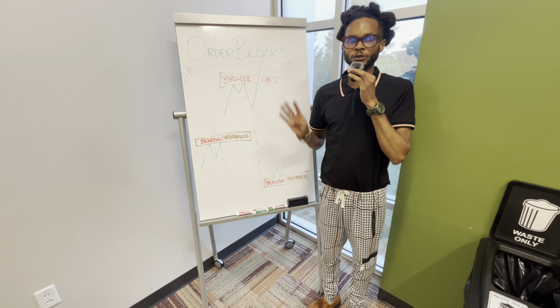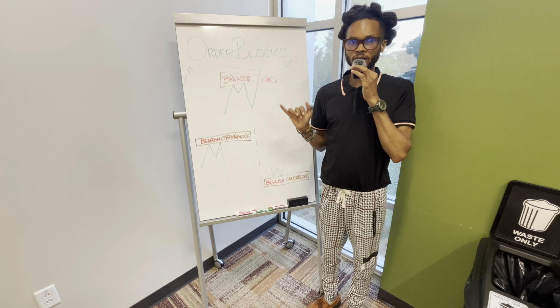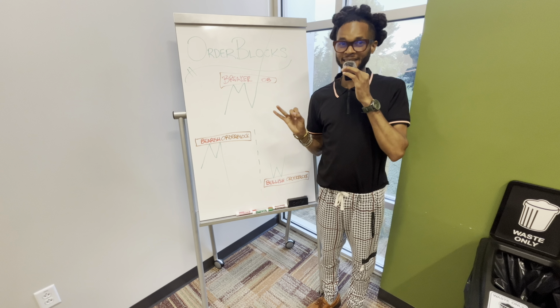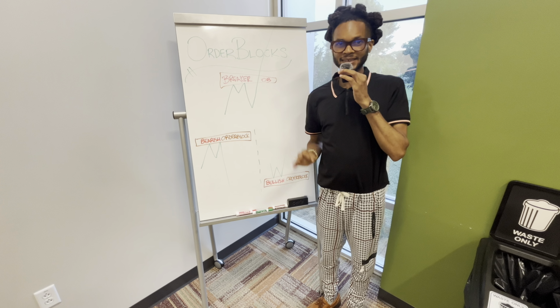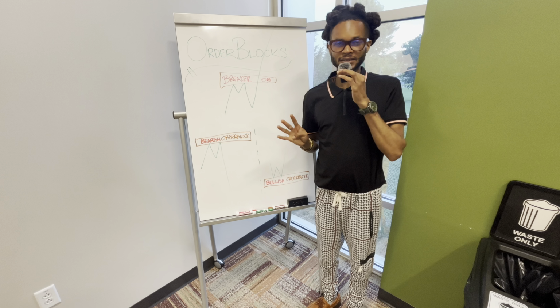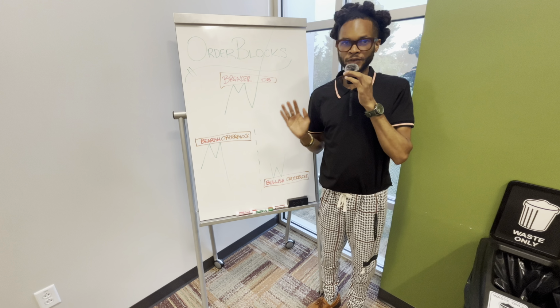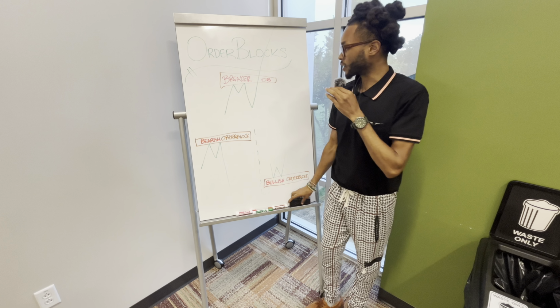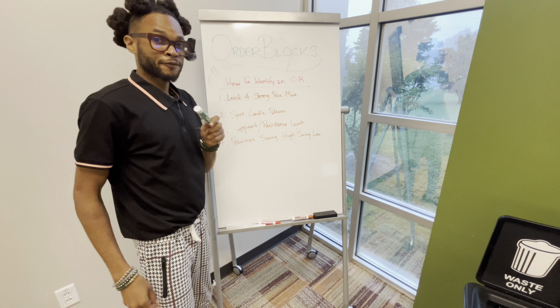Now, when I trade, I use four confluences: order blocks, sell side and buy side liquidity, imbalances, and failed swings. But we'll go over those in a different video. Today, we're just going to focus on order blocks. So how do we identify an order block?